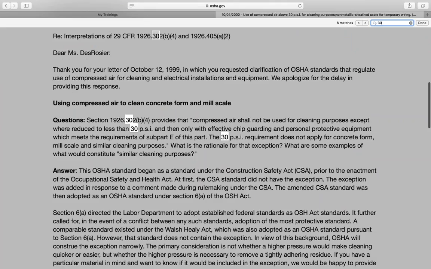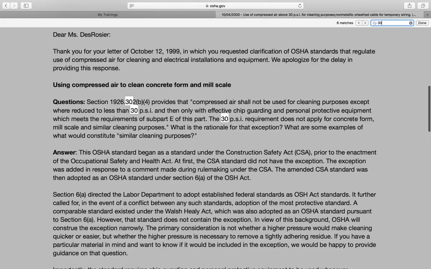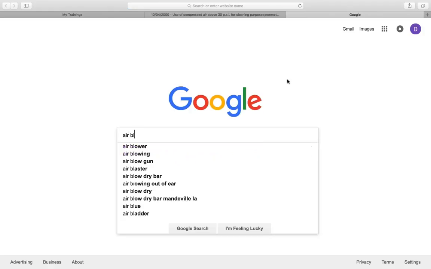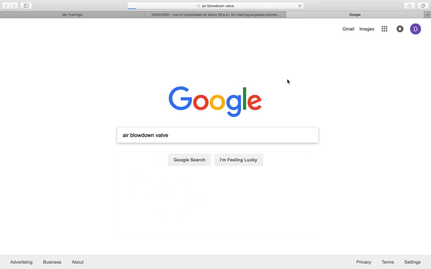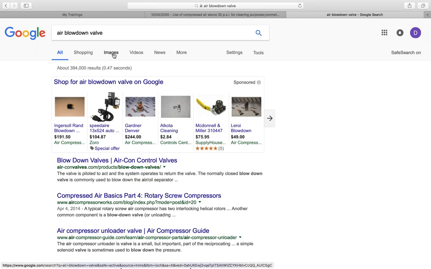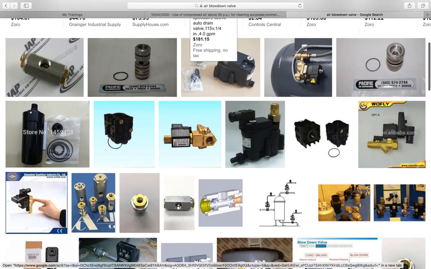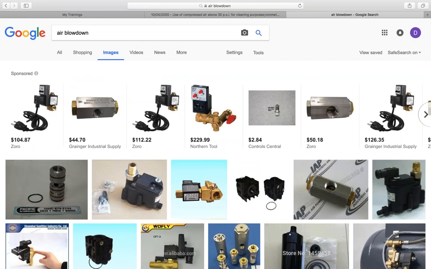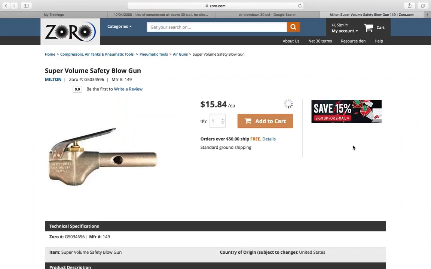Anytime compressed air, you see here that it should not be used for the purpose of cleaning, except unless we reduce it down to under 30 PSI, okay? So actually, it's going to wind up being an air pressure reduction tool. So let me show you an air blowdown tool, and I'll show you what I'm talking about as well. This is what I'm talking about, folks.